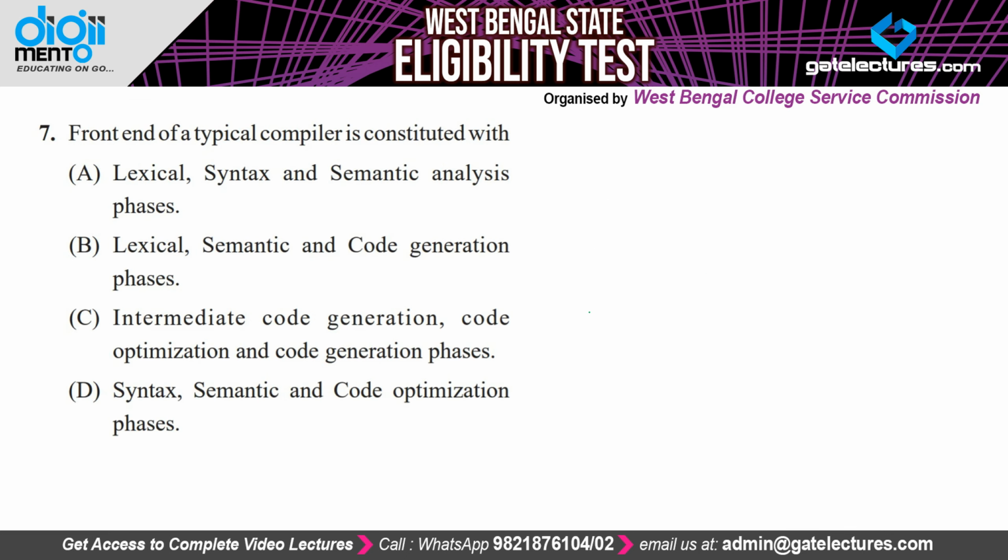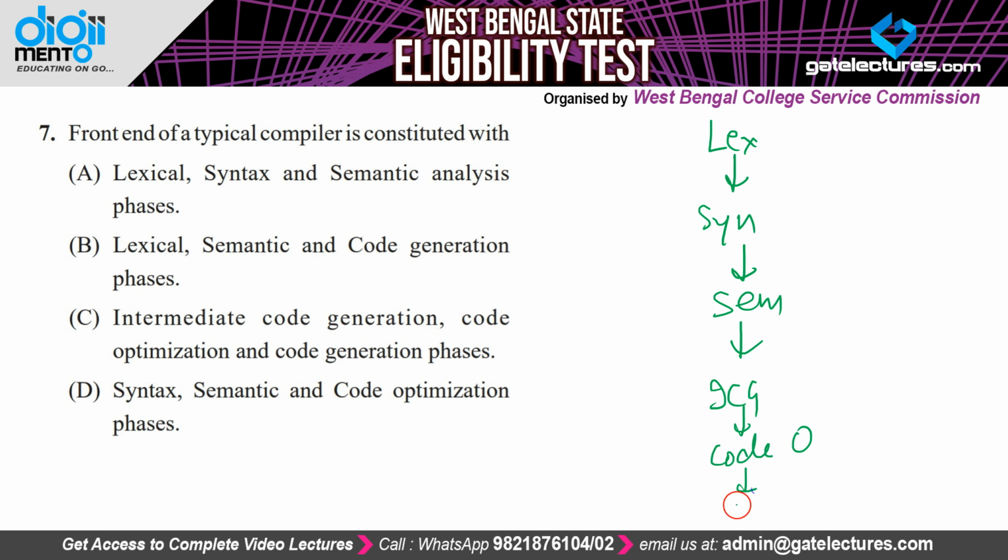Now the question number 7, they are saying the front end of the typical compiler is constituted of which of the following. See what are the phases of a compiler. One is lexical analyzer, the second phase is syntax analyzer, the third phase is semantic analyzer, the fourth phase is intermediate code generation, the fifth phase is code optimizer, then target code generation, and finally we get the assembly language program. Now the first option that they are saying is lexical analyzer, syntax and semantic analyzer phases. Now lexical, syntax and semantic, they are correct. These are the first 3 phases.